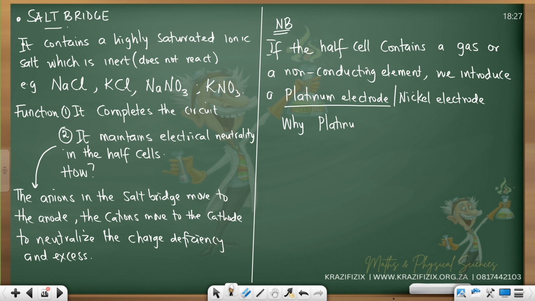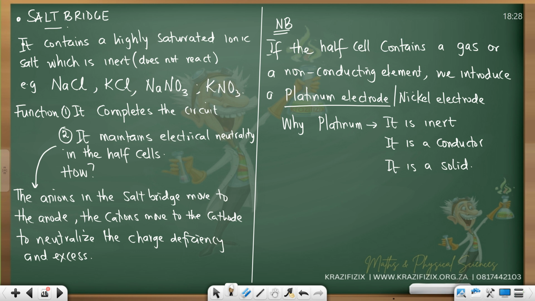Why platinum? It is inert. It is a conductor. Remember, we spoke about the word inert. Inert means it will not react. And number 3, it is a solid. We're going to jump into the half cell now. These notes are very important.